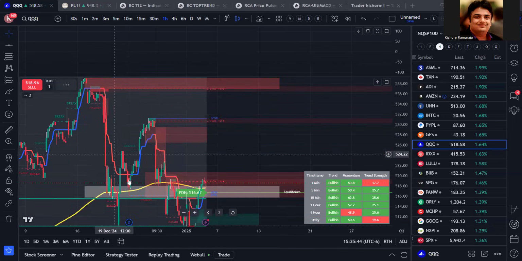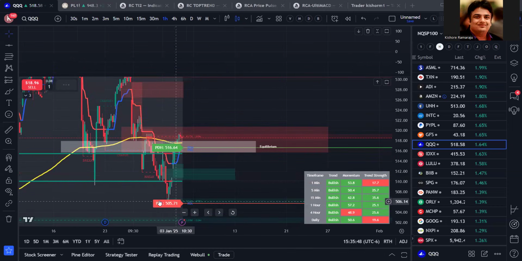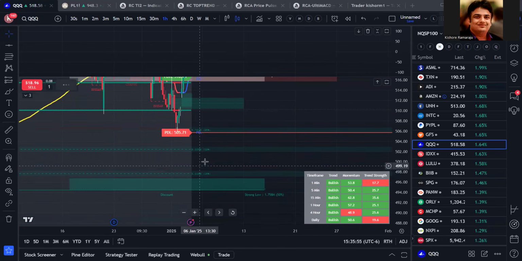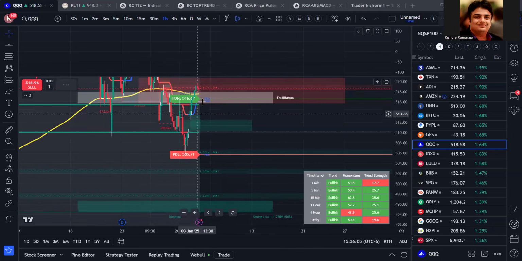So price will always move between your premium and discount zone. Whenever you can, wait until the discount zone, then do the bull put spreads, and your risk is minimal, right? You are selling some puts below this area or somewhere here. Even if price comes here, again price will try to go up, right? I hope you are getting it.